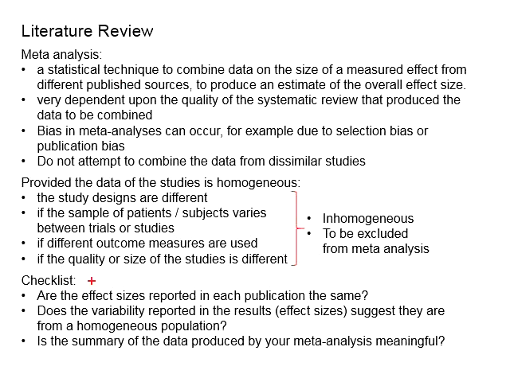These are several checklists that you can go through when you intend to do the meta-analysis. Are the effect sizes reported in each publication the same? Does the variability reported in the resulting effect sizes suggest they are from homogeneous populations? Is the summary of the data produced by your meta-analysis meaningful? It is very dependent on your directions and the purpose of the meta-analysis.